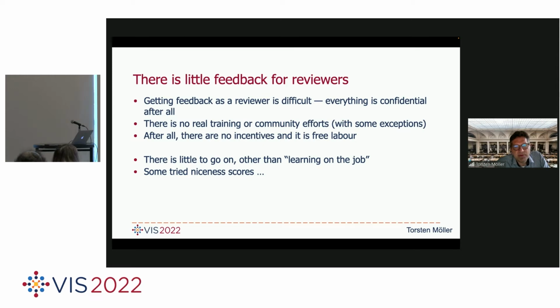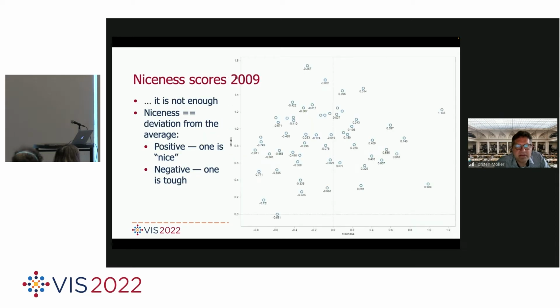And so if you want to improve and if you want to get feedback as a reviewer, there's really little to go on other than just learning on the job and seeing what the other people said to that paper. Some actually tried niceness scores. Here's what we did in 2009. And some people repeated that at a later point, where niceness gives you at least some sense of how your reviewing efforts or scores are doing compared to the other reviewers over multiple papers.